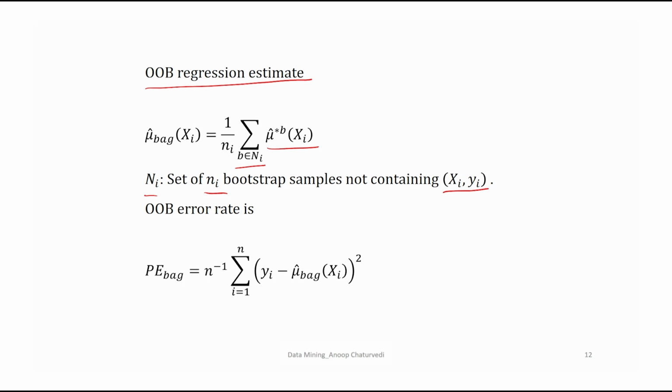Now, you can easily obtain the out of bag error rate, say we denote it by PE bag, which is equal to n inverse summation i equal to 1 to n of yi minus mu hat bag xi whole square. So, for the classification problem, we take the misclassification rate as PE bag, whereas for the regression problem, we take this mean squared error as PE bag, the out of bag error rate.